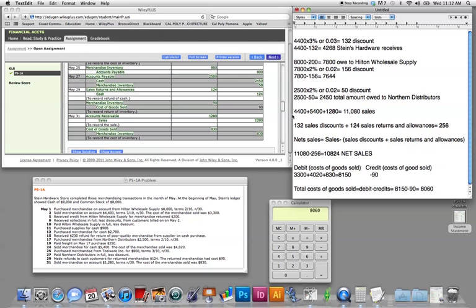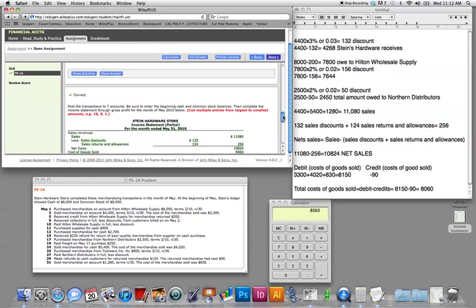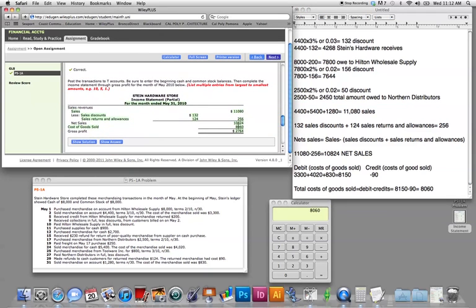Which was $8,060. So now we go down here and we input our cost of goods sold as $8,060 right here. And now the final input for our income statement is the gross profit.